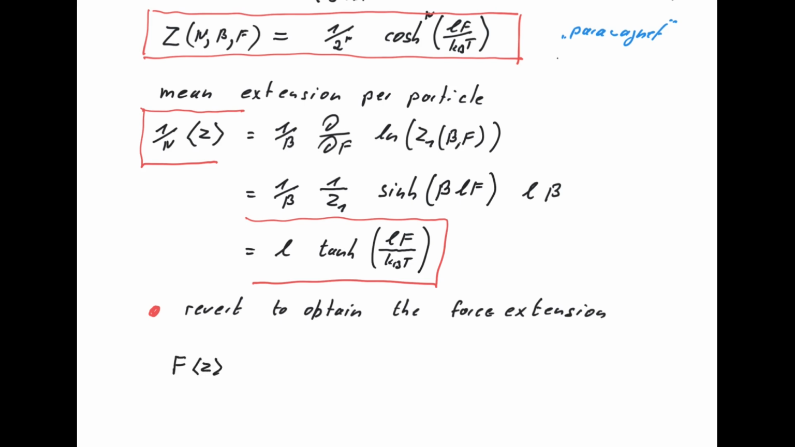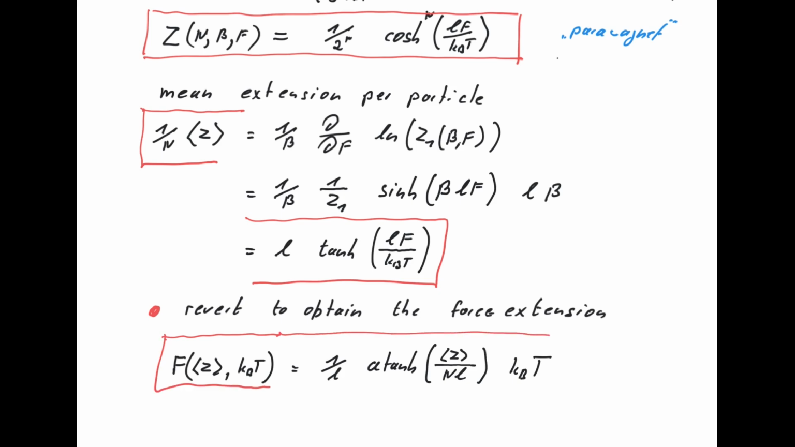We could also invert this equation and solve for the force as a function of the extension and kBT, and we will find that this is equal to 1 divided by L, the inverse hyperbolic tangent of the mean extension divided by the maximum length of the DNA, which is given by n times L, times kBT. Now, this relation we could relate to Hooke's law, where we have a relation between force and extension. And in this case, we see that the force scales with the extension, mean Z, where all other factors relate to the spring constant.